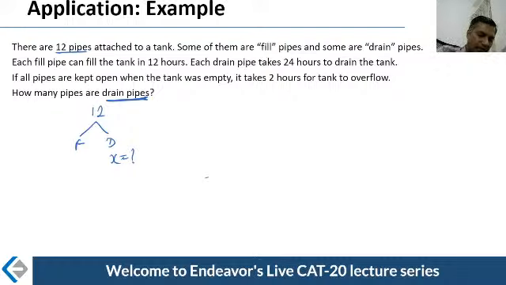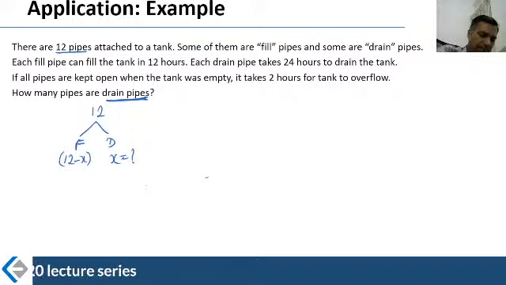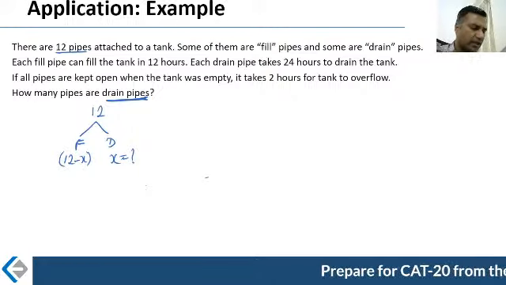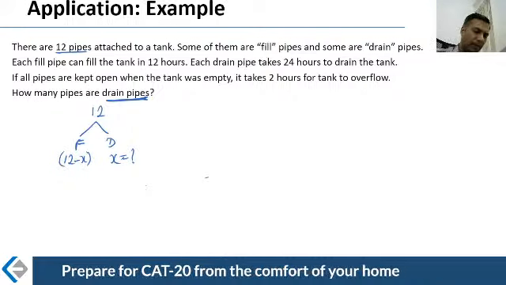I'll let it be x. And therefore, how many of them are the fill pipes? 12 minus x. I don't have to write one more variable, because together there are 12 pipes. Out of 12 pipes, there are fill pipes and drain pipes. If x of them are the drain pipes, then the remaining 12 minus x are nothing but the fill pipes.